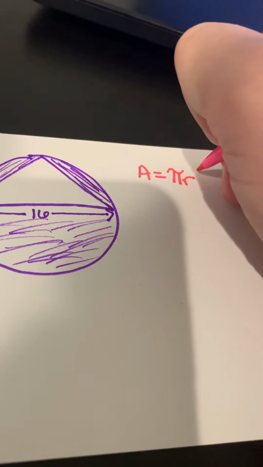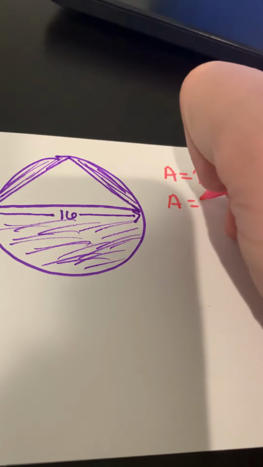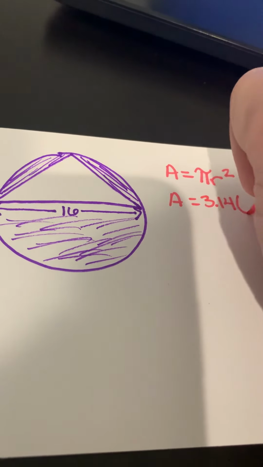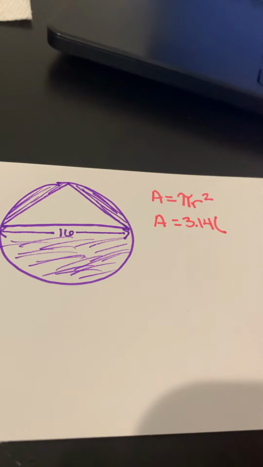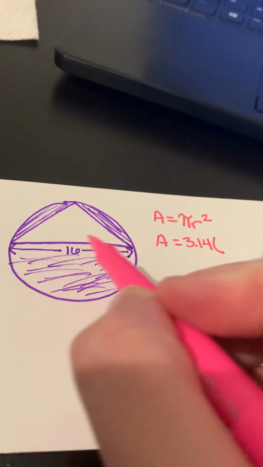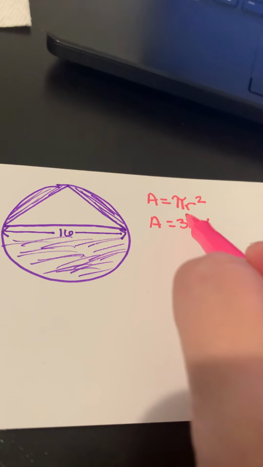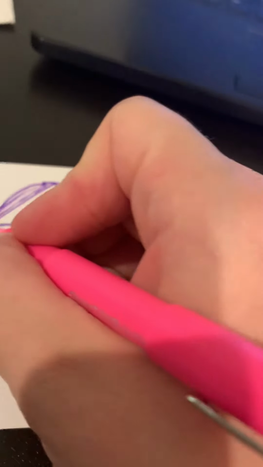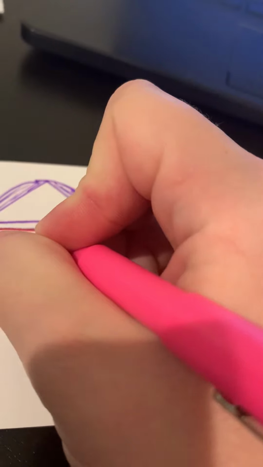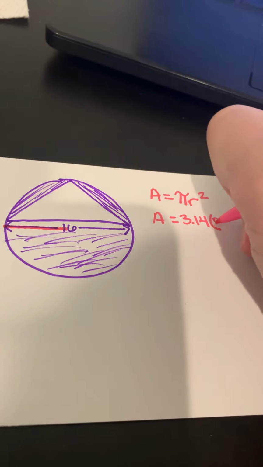My area formula for a circle is pi times the radius squared. For pi, I'm going to plug in 3.14. Now I need to know the radius. All they give me on this one is all the way across is 16. Remember that all the way across represents the diameter. I don't have diameter in my formula. I need to know the radius. So the radius would just be half of this length. So half of that would be 8. So the radius is 8.